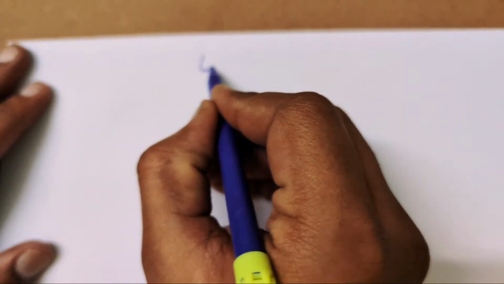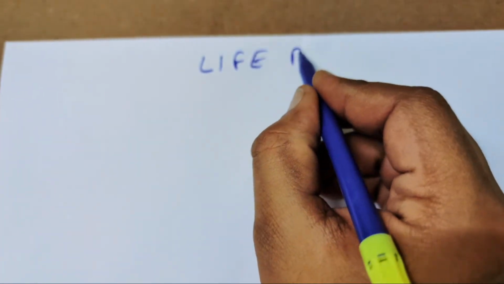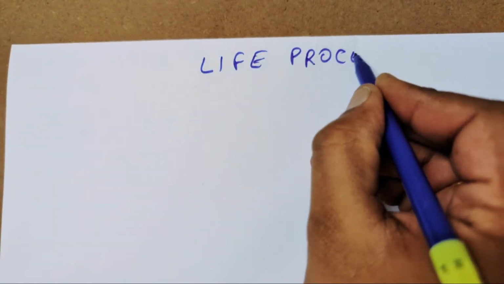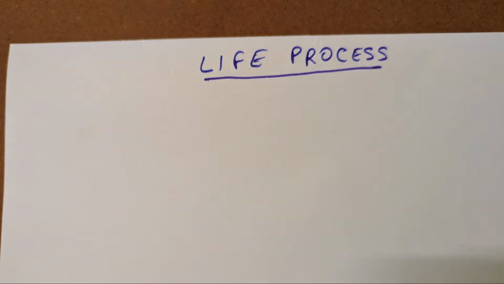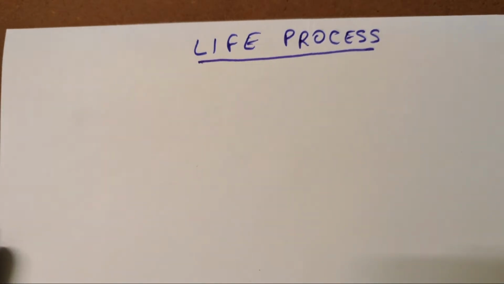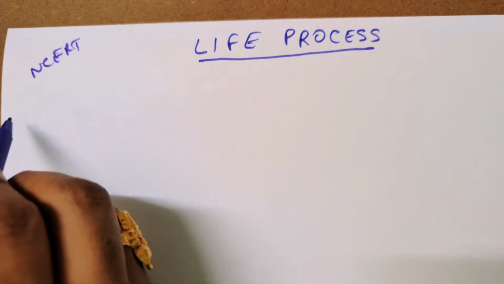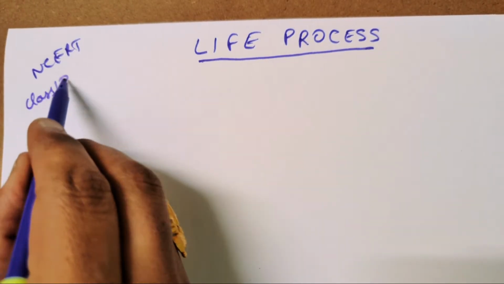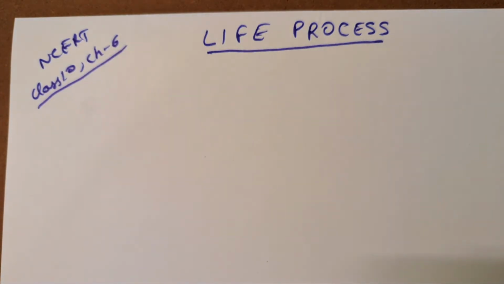As mentioned, today's chapter is life process. This belongs to NCERT Class 10, and the chapter is 6. So first understand what is a life process. Before that, I'll use a few sketch pens so that it will be easy to understand.